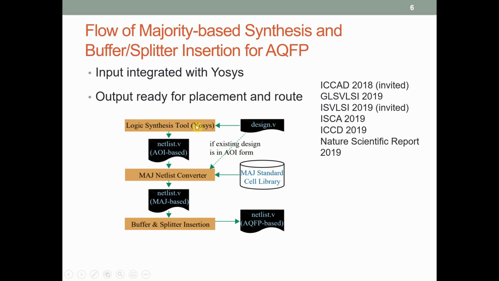We use logic synthesis to get an efficient AND/OR implementation of the circuit logic. This is AOI based, and then we perform our own majority netlist conversion, and it becomes a more efficient majority-based implementation. After that, we perform the buffer and splitter insertion. The buffers are for the path balancing, and the splitters are for the fan out of more than 1. And finally, we get a netlist that is ready for placement and routing.